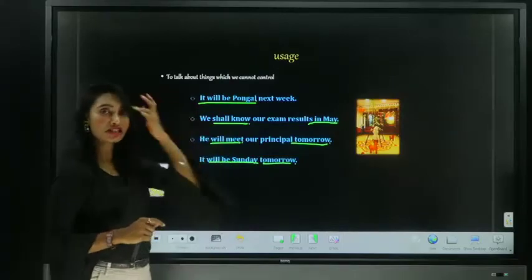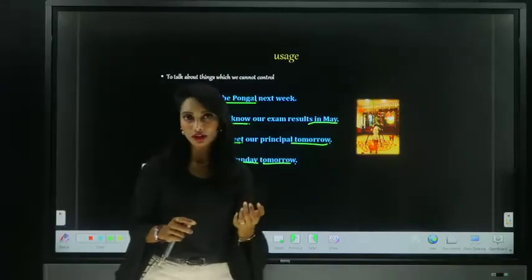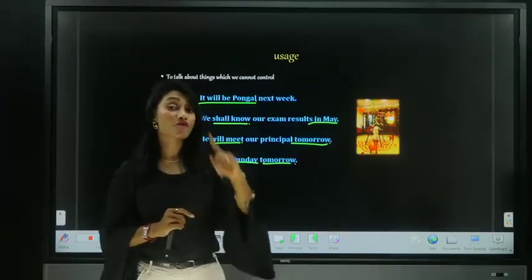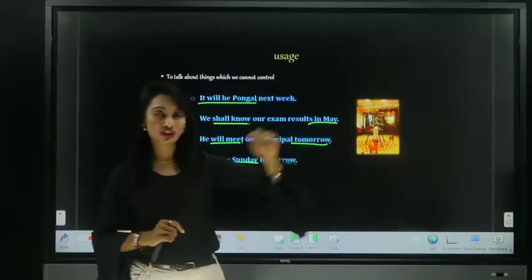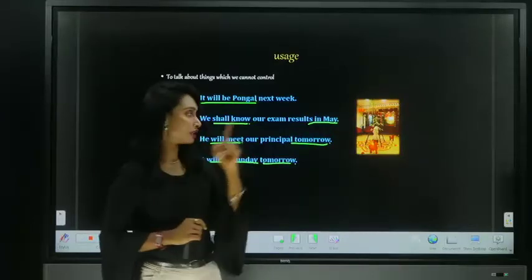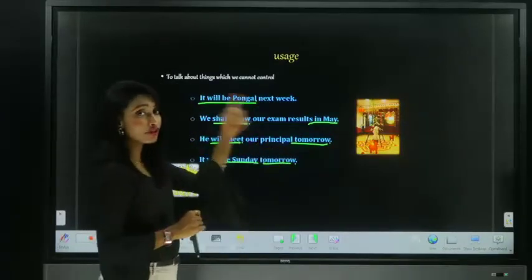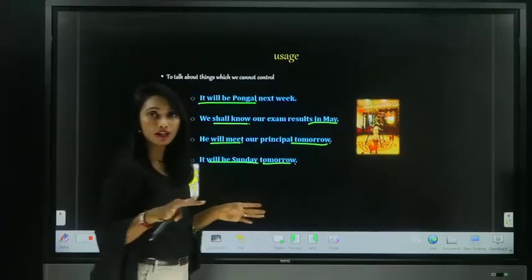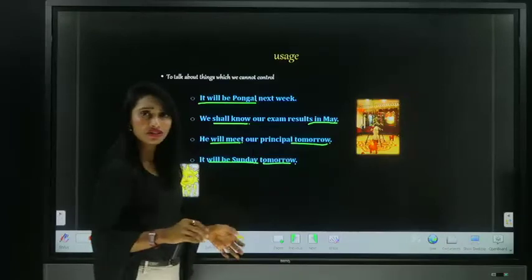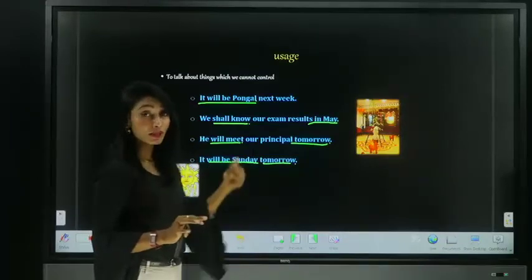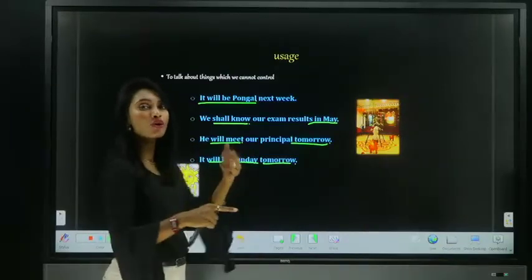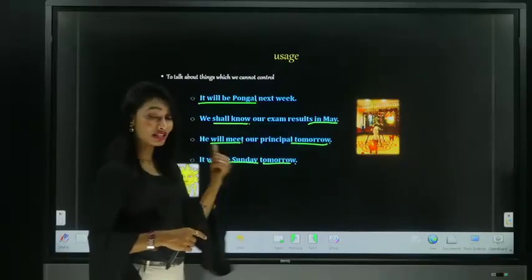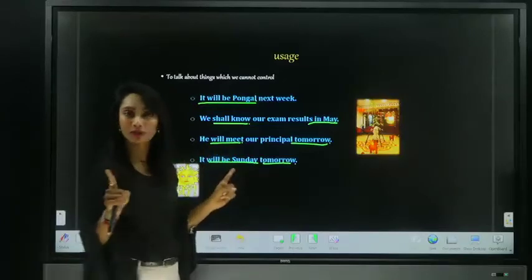So the first usage is about actions which we cannot control, which should be represented in future when they denote future events, not past or present. Past events cannot be controlled because they are already completed. Present is going on or done. But we are talking about the future, which also cannot be controlled. Future means we can control, but these actions of the future cannot be controlled.